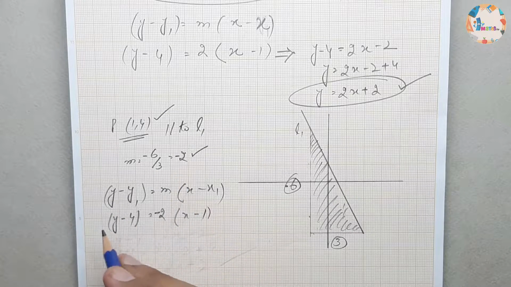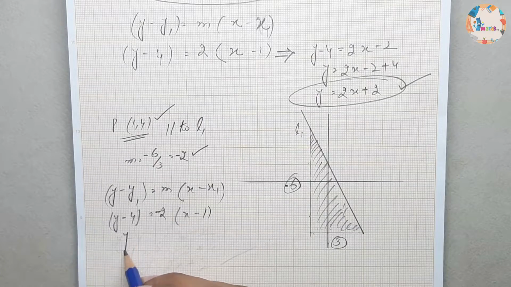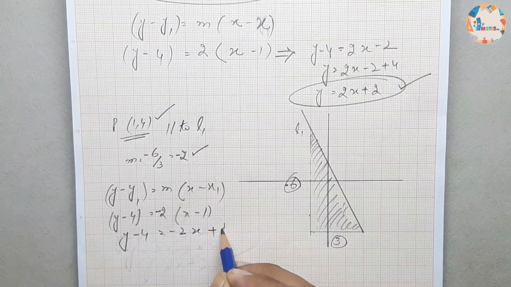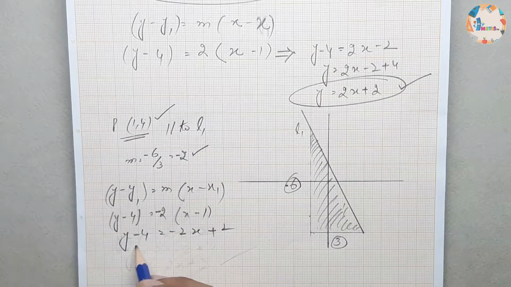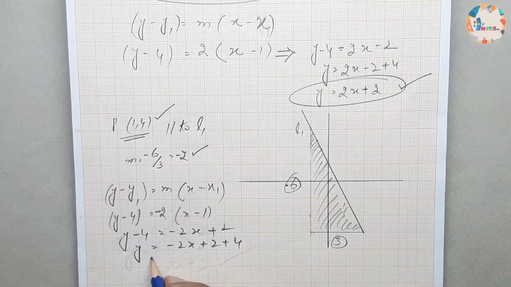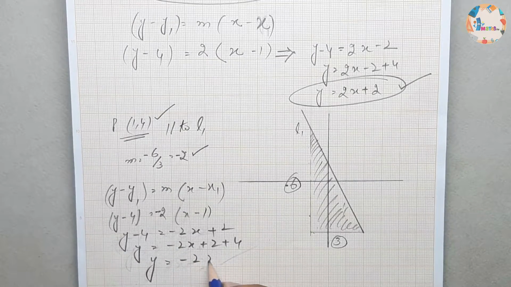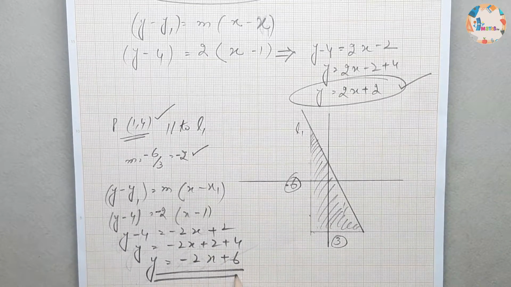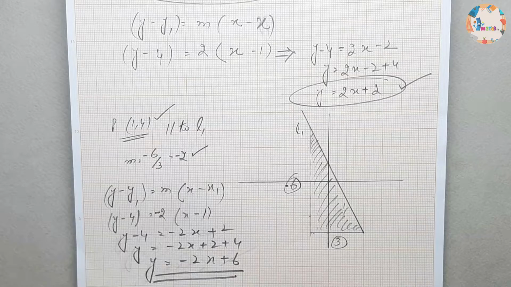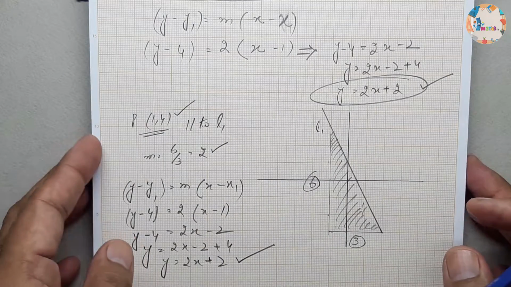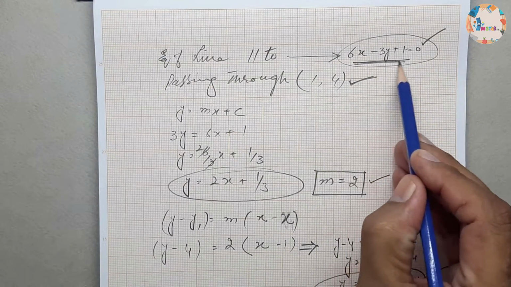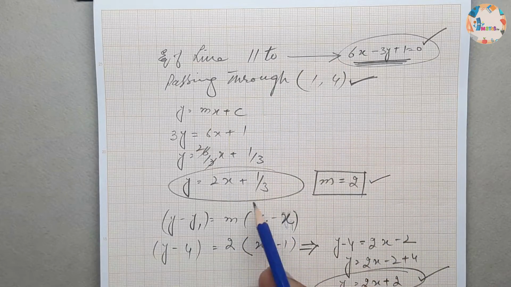And if we replace this minus 2, and now we can open the brackets, so y minus 4 is equal to minus 2x plus 2, and we will shift minus 4 to the other side, so y is equal to minus 2x plus 2 plus 4. So the final equation will be y is equal to minus 2x plus 6. This will be our final equation, which is parallel to the given equation L1 and passing through the point 1 and 4. So what I have done, I have explained to you the equation of a line parallel to the given line in equation format, and this is how we found it.